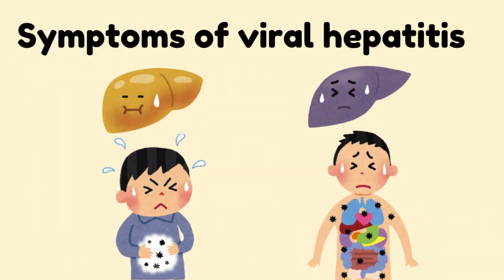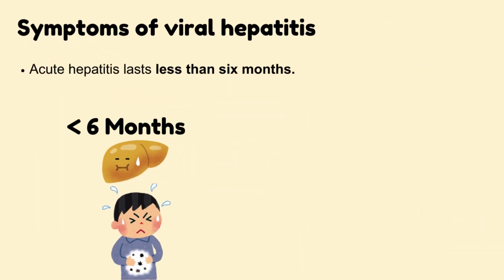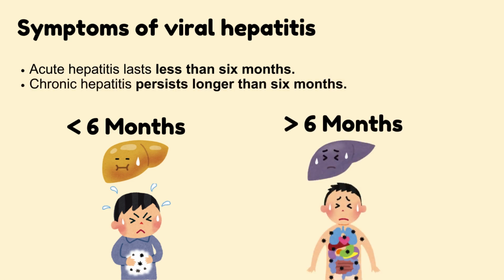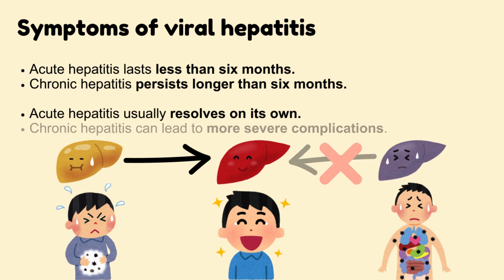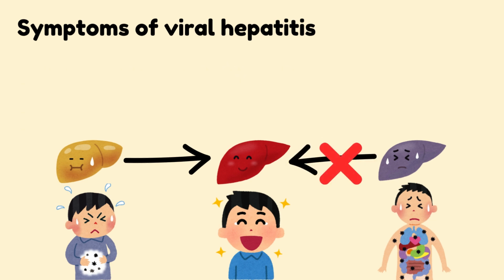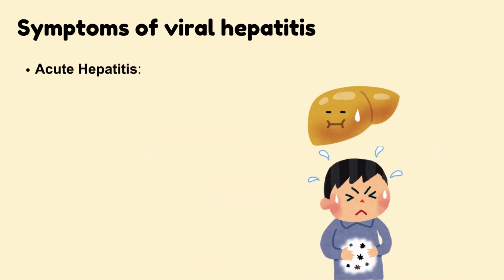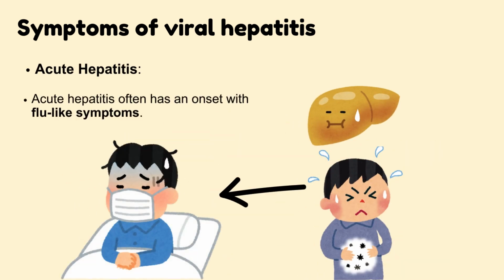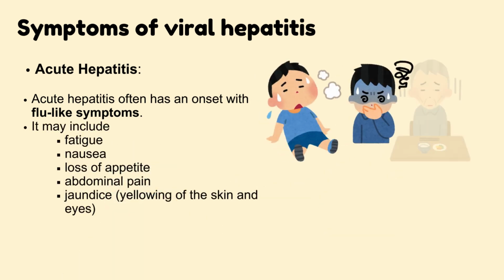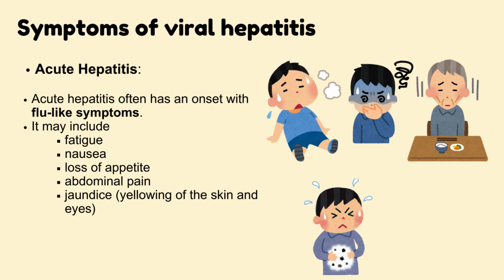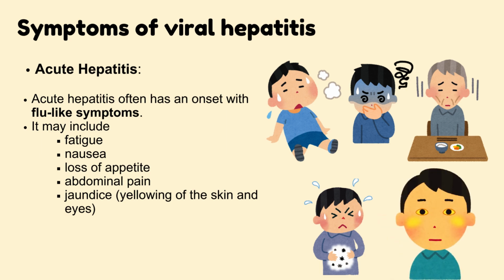Symptoms of viral hepatitis. Acute hepatitis lasts less than 6 months, while chronic hepatitis persists longer. Acute hepatitis usually resolves, while chronic hepatitis can lead to more severe complications. Symptoms presentation. Acute hepatitis often has an onset with flu-like symptoms. It may include fatigue, nausea, loss of appetite, abdominal pain, and jaundice, yellowing of the skin and eyes.